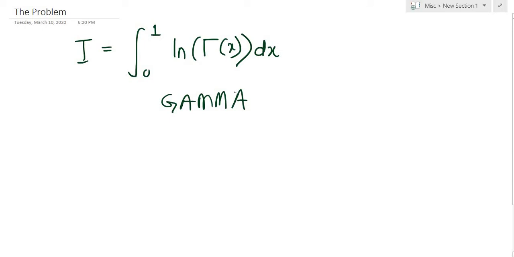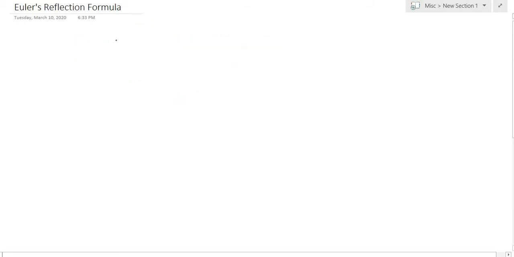So now looking at this crazy integrand, what are we going to do? Well, we certainly can't use any elementary integration techniques. They're going to fail us. So we need to be armed with certain facts. The most important fact is what's called Euler's reflection formula.